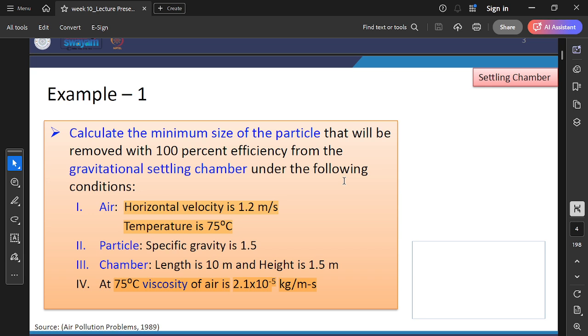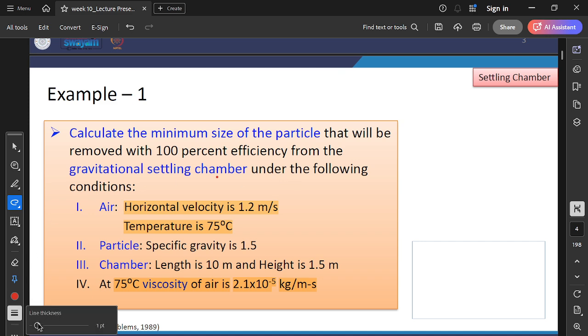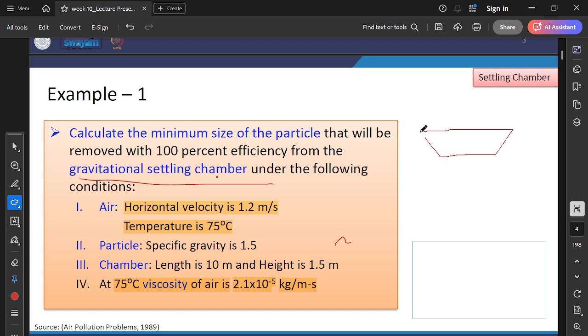I am reading the first problem. Just convert with me. Calculate the minimum size of the particle that will be removed with 100% efficiency from the gravity settling chamber. That's what the question asks. You can read the question and identify which treatment technology it is. Gravity settling chamber is the treatment technology, and we all know there is a gravity chamber.